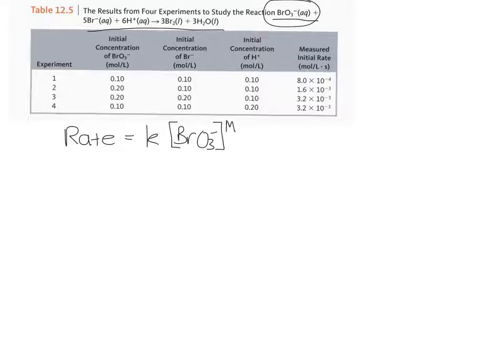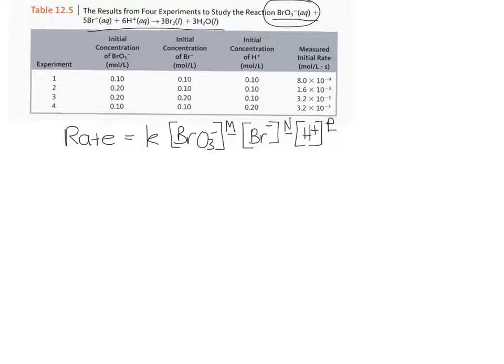So I'm going to call the first one to the mth power, and then the second one, Br, to the nth power. And you could use any letter, that doesn't really matter. And then the last one, H to the p power. And what we are going to solve for in this problem right now is these letters. We're going to solve for those letters using our experimental data. So I'm going to go ahead and start solving for the first one.